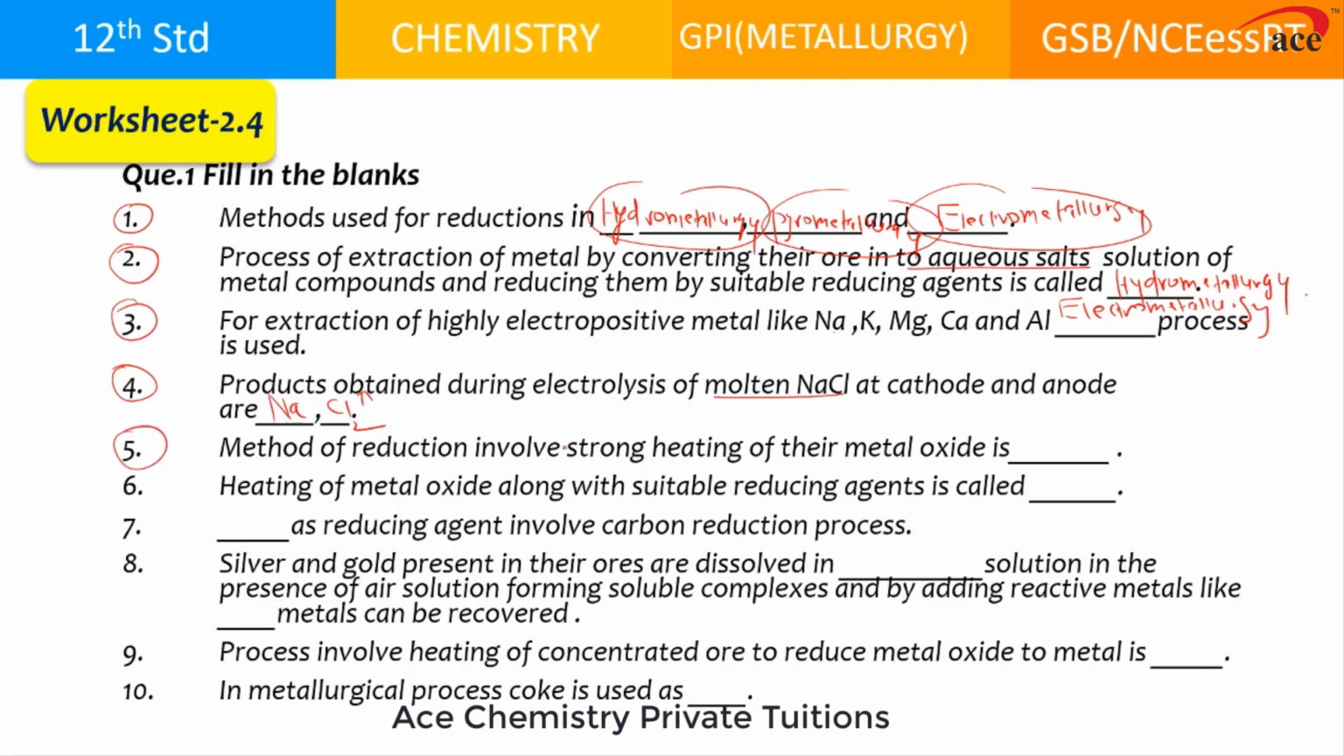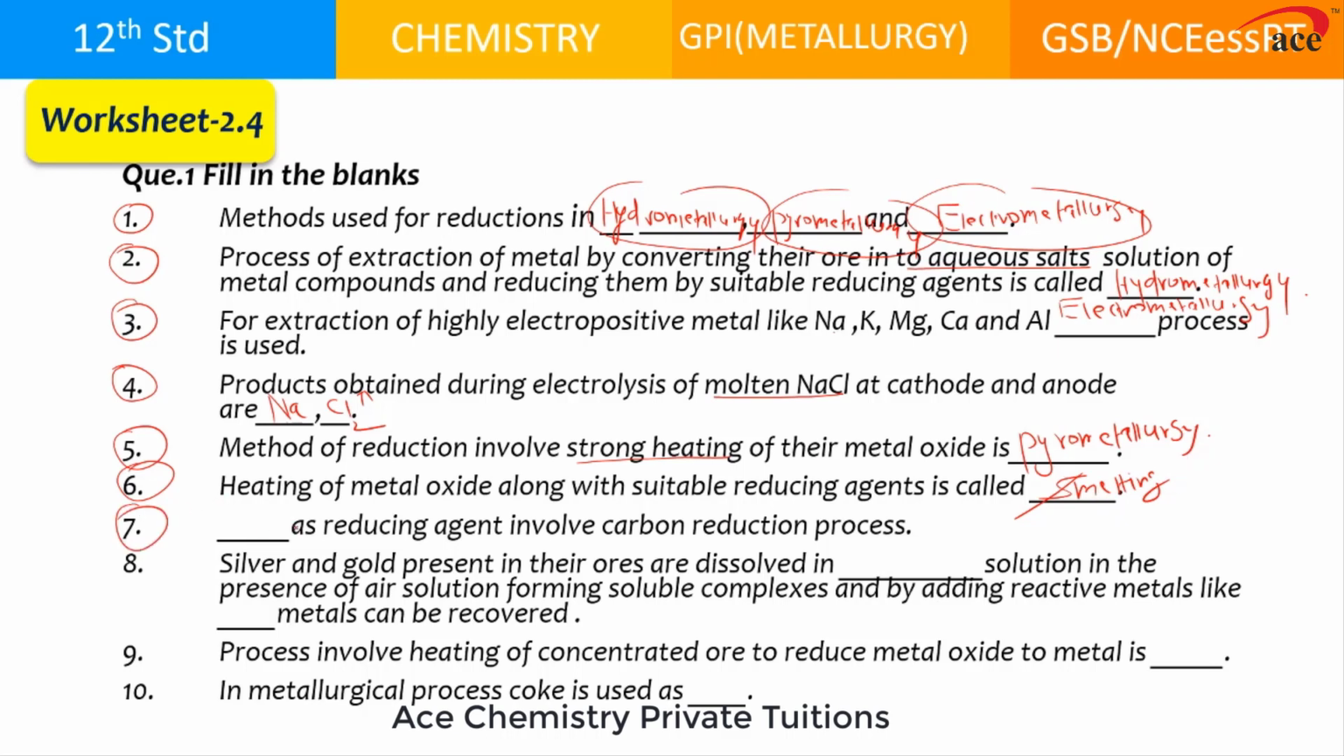The method of reduction which involves strong heating of metal oxide. So this method should be what? Pyrometallurgy. Heating of metal oxide along with a suitable reducing agent is called, yes, this process we refer to as what? Smelting.